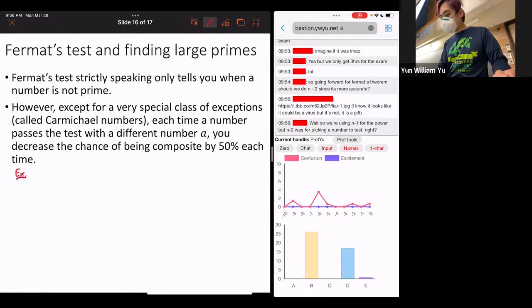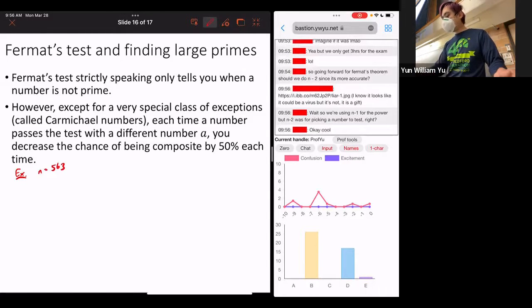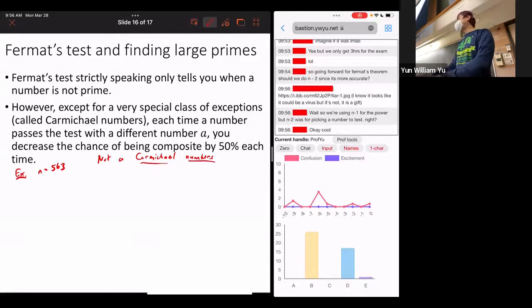So let's say that n is equal to 563, and this is not a Carmichael number. I will not give you any Carmichael numbers. You don't really need to know this. I'm just saying this for completeness because there is a special class of really hard numbers. So it's not a Carmichael number.